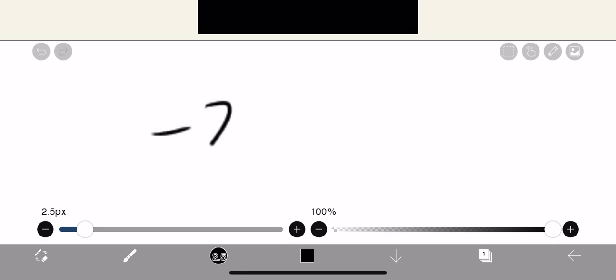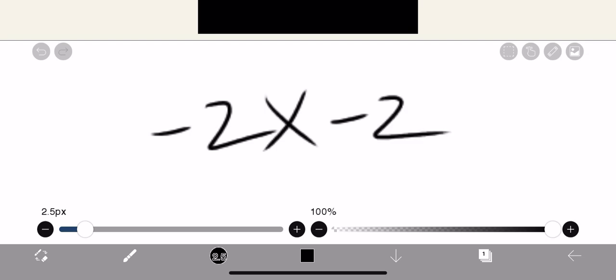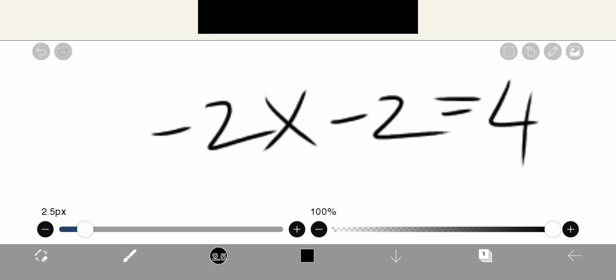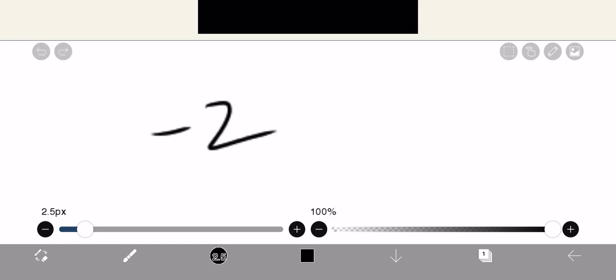We have -2 times -2. Your answer will be -4, because they're both negatives. Your answer will be a +4, because when you're multiplying or dividing by a negative, your answer will be positive. I'm sorry, I didn't mean to leave that one out.